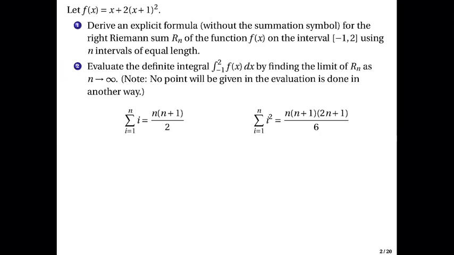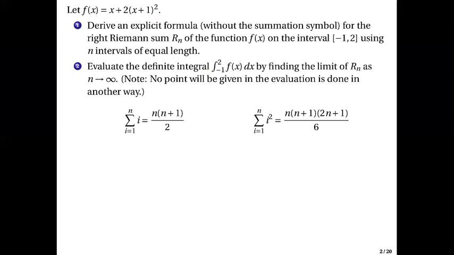First problem. Let f of x be equal to (x plus 2) times (x plus 1) quantity squared. Okay. So first is to derive an explicit formula without the summation symbol for the right Riemann sum of the function f of x on the interval [-1, 2] using n intervals of equal length. And then the second problem, a follow-up problem, is to evaluate this definite integral here by finding the limit of R_n as n approaches infinity.